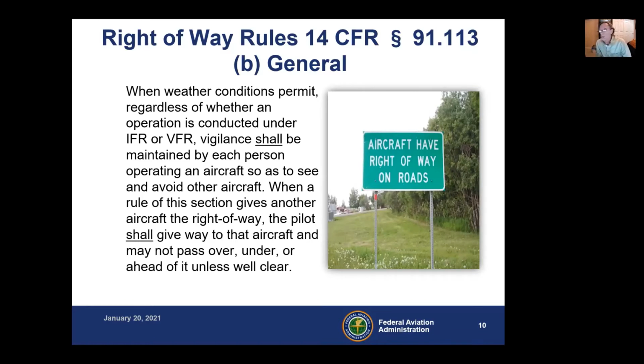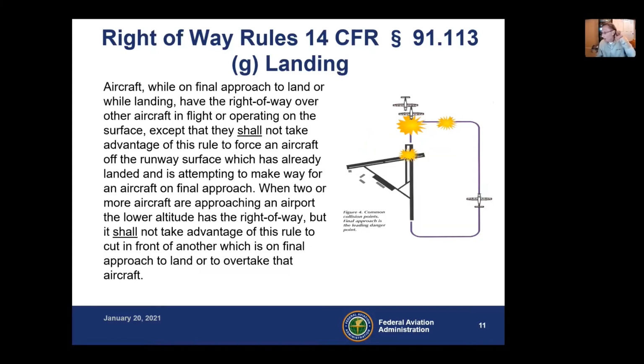So right-of-way rules. 14 CFR 91.113 general, right-of-way rules. When weather conditions permit, regardless of whether an operation is conducted under IFR or VFR, vigilance shall be maintained by each person operating an aircraft so as to see and avoid other aircraft. When a rule of this section gives another aircraft a right-of-way, the pilot shall give way to that aircraft and may not pass over, under, or ahead of it unless well clear. Going back to that video clip that we saw just a couple minutes ago, I don't think that twin-engine airplane saw that Cessna at all.